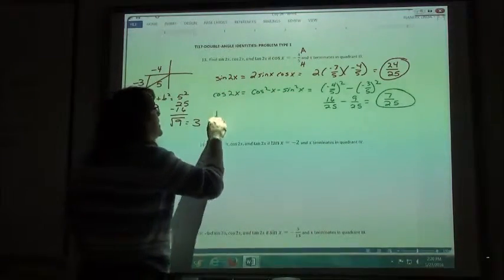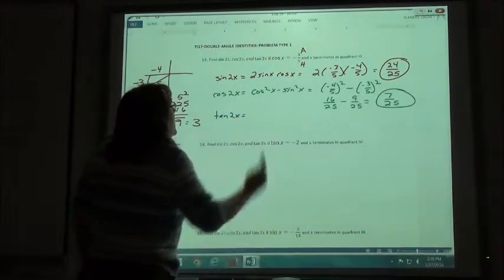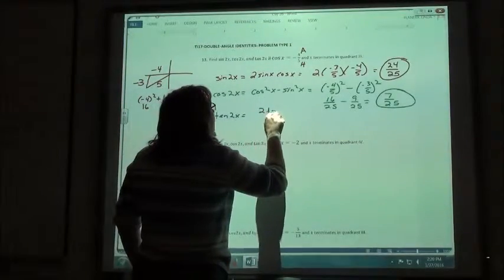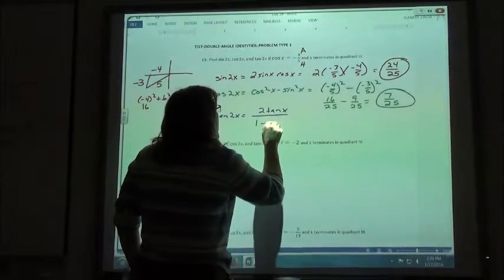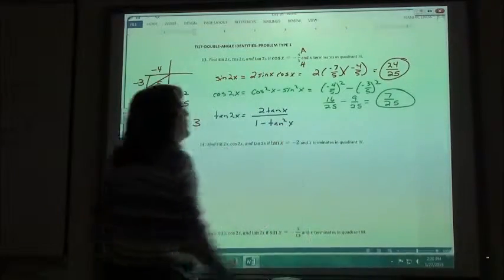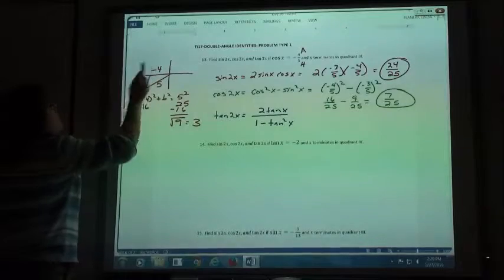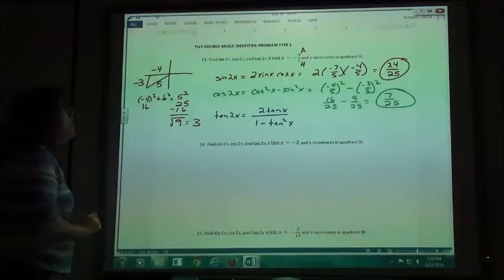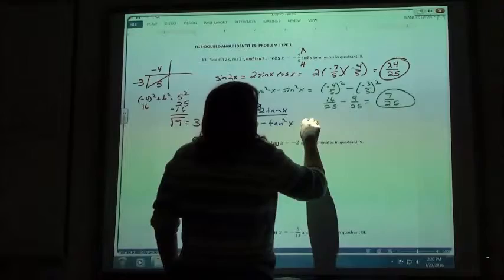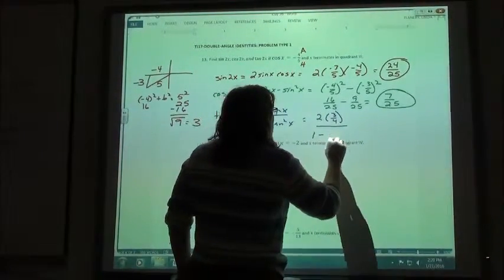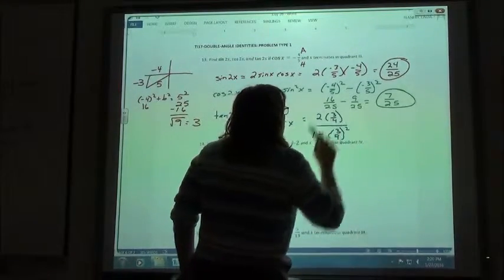Lastly, we're going to do tangent. And if you look up on your paper, we are going to have 2 tangent of x over 1 minus tangent squared of x for our formula. So tangent is going to be opposite over adjacent. Negative 3 over a negative 4 would be a positive 3/4. So I'm going to have 2 times 3/4 over 1 minus 3/4 squared.